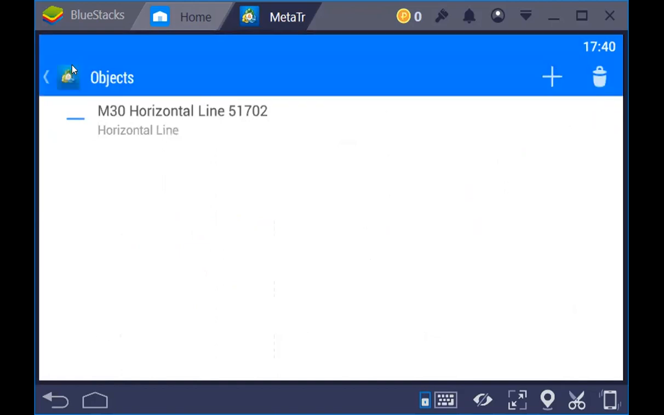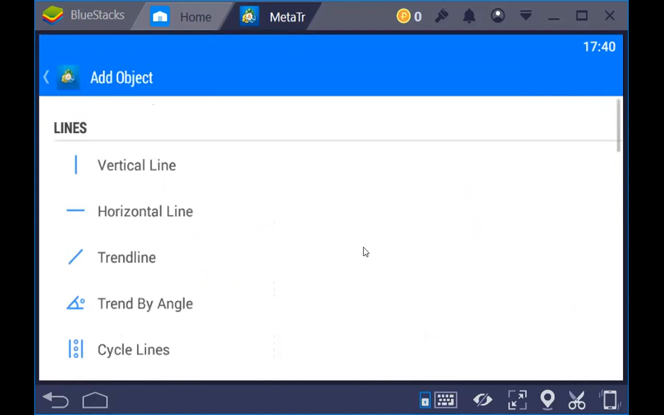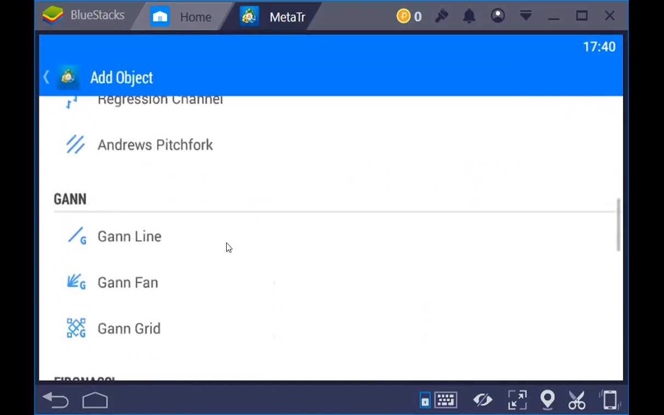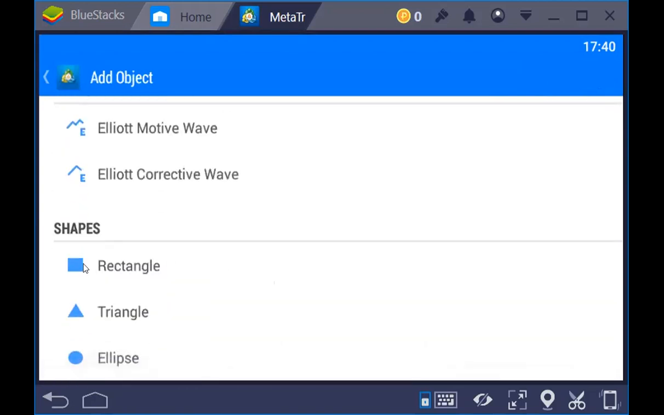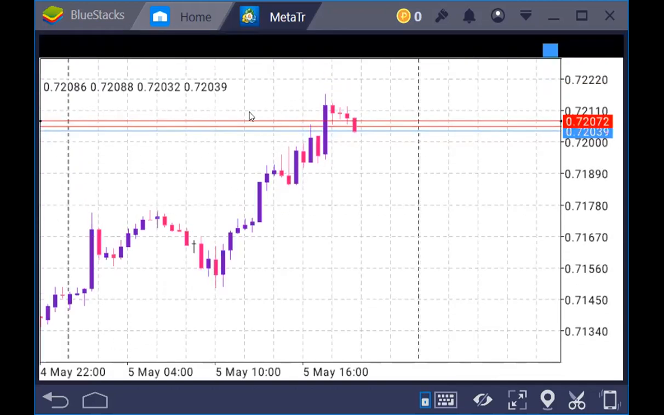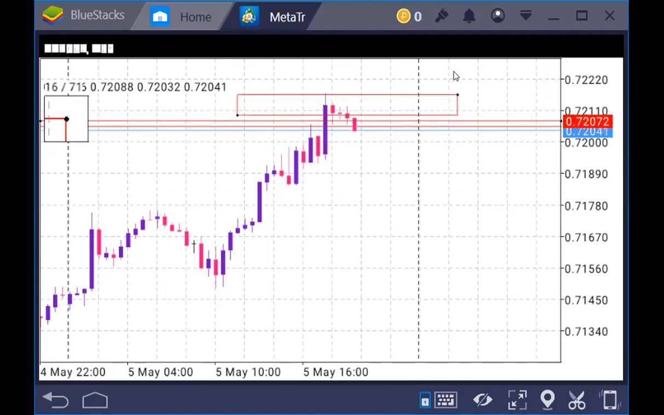But what if you have used that tool? How do I go to selecting the next tool? Just click the plus button and then scroll downward carefully. You are going to find the rectangle tool here. This is it, the shape tool. Now we are going to draw here.